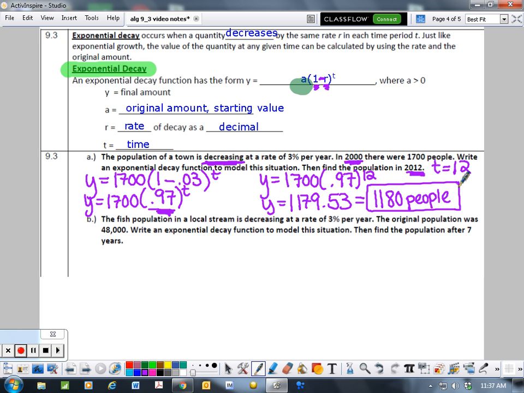Okay, next one. The fish population in a local stream is decreasing, so exponential decay, at a rate of 3% a year. The original population was 48,000. So original was 48,000. We're decreasing, so 1 minus that 3%. So there's our function. I'm going to go ahead and simplify that a little bit. 48,000 times 0.97 to the t power.